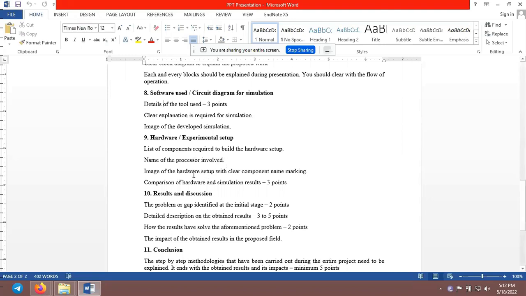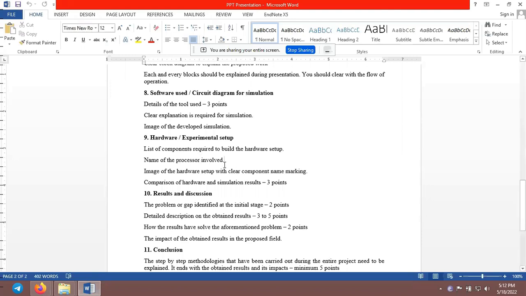Okay, and this is most important: the image of the hardware setup with a clear component name marking. You just put the title hardware result and take a photo and upload it. That is not acceptable. You should mark all the names of the components. This is battery. This is transformer. Make an arrow mark, and this is, I don't know, make an arrow mark. This is controller, relay, sensor, and what type of sensor you may use.